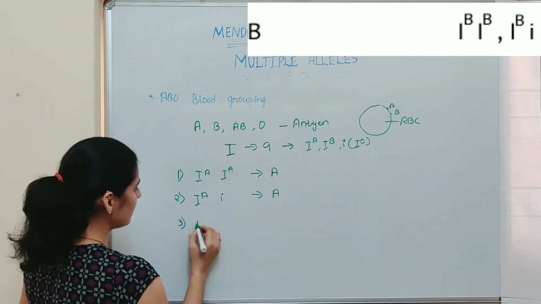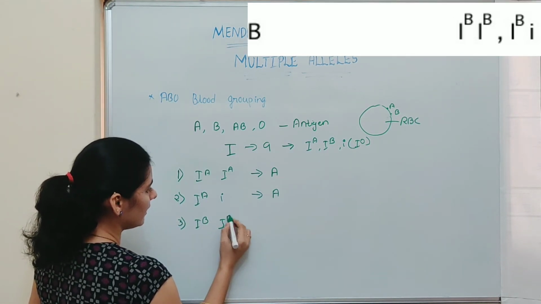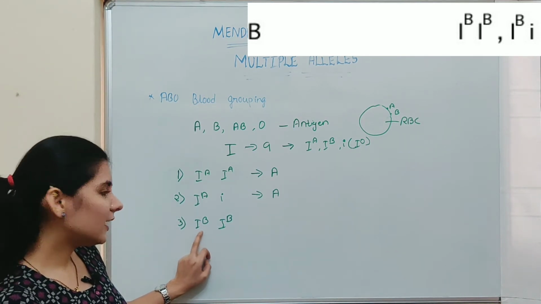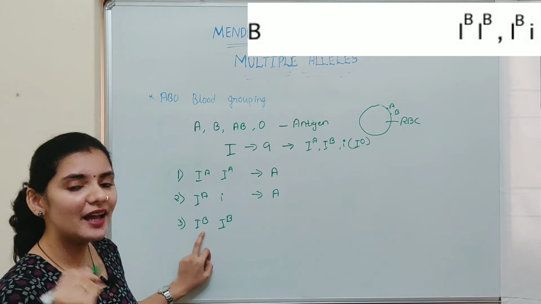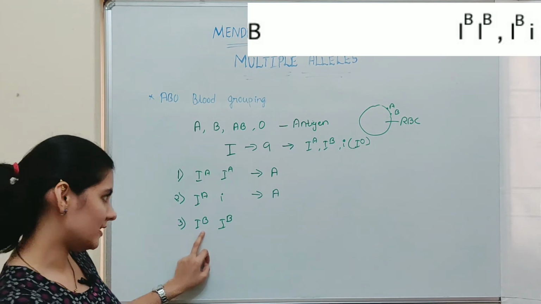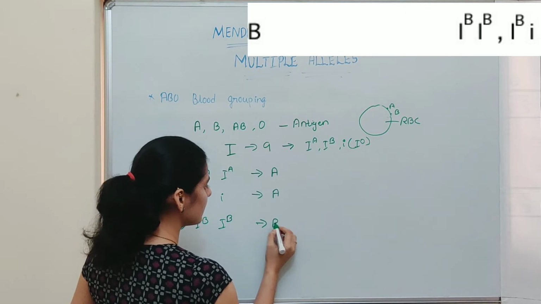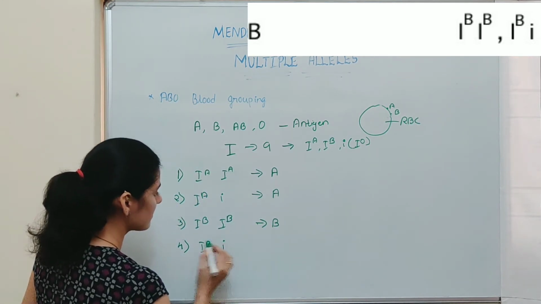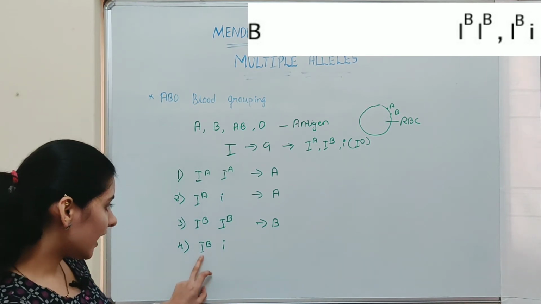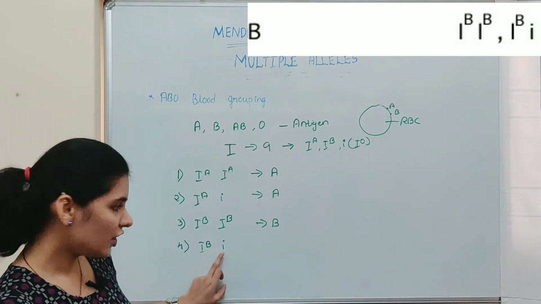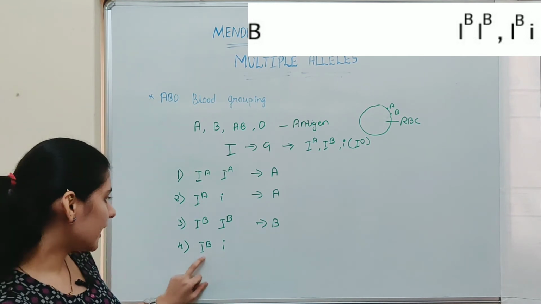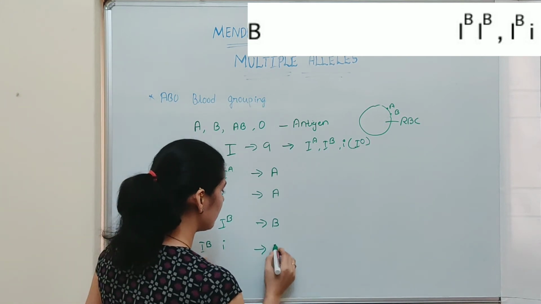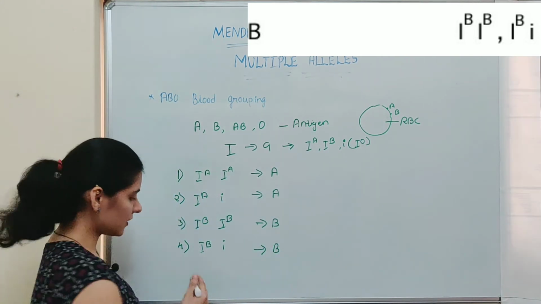Another combination, IBIB. So again it is a homozygous dominant condition, and the IB allele has the capacity to produce B antigen on the plasma membrane of RBC. Therefore the blood group is B. So another condition is IBi. So in this condition, the IB allele dominates over small i. So small i acts as a recessive and the IB allele has the capacity to produce B antigen. Therefore, the blood group of this individual is B.